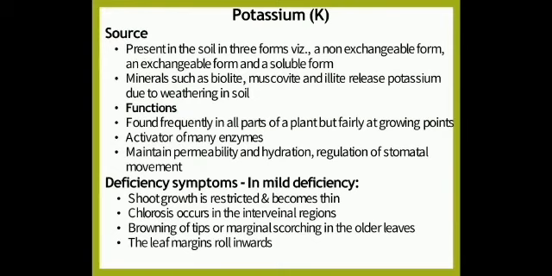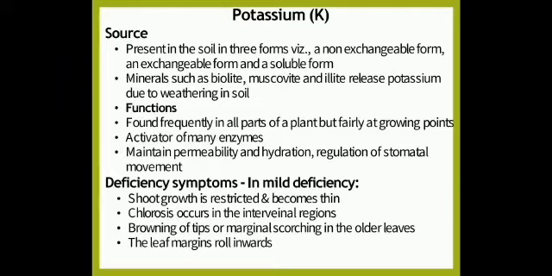So the next important major element is potassium. So potassium is present in the soil in three forms, namely a non-exchangeable form, an exchangeable form, and a soluble form. Minerals such as biotite, muscovite, and illite release the potassium due to weathering in the soil.